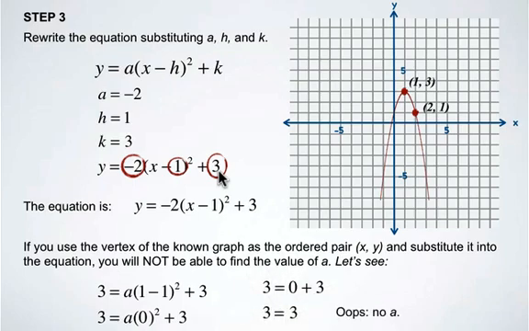If you use the vertex of the known graph as the ordered pair x, y, and substitute it into the equation, you will not be able to find the value of a. Let's have a look. Notice 1 minus 1 turns into a 0, and 0 times a makes the a go away.